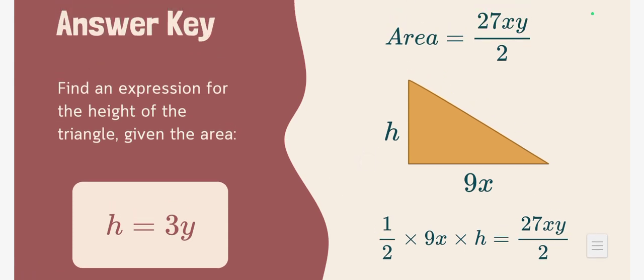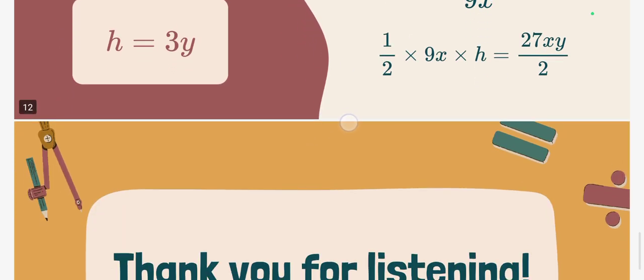Since I have explained it in this way, half into base into height is equal to 27xy by 2. So if you solve it the way I have taught you, then you will get h is equal to 3y. Fine. Hope you understood this question.